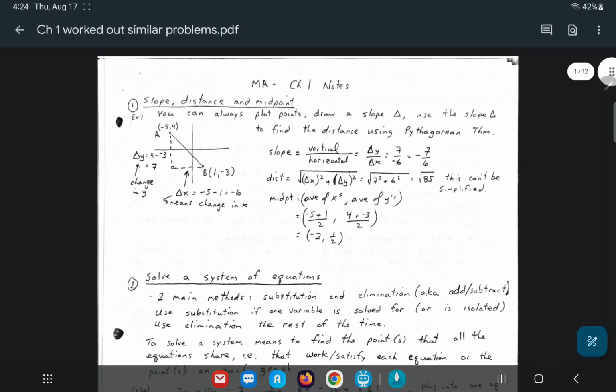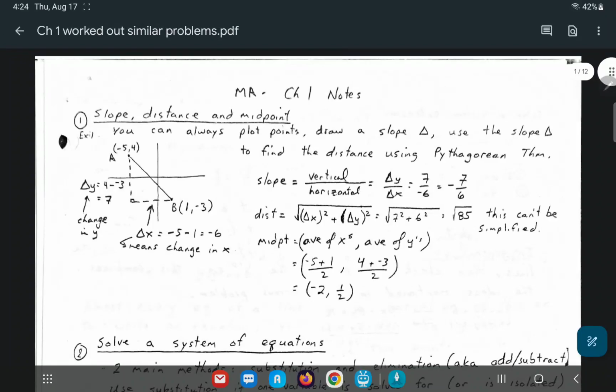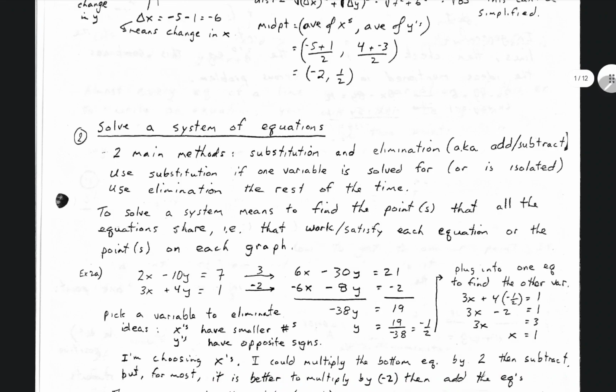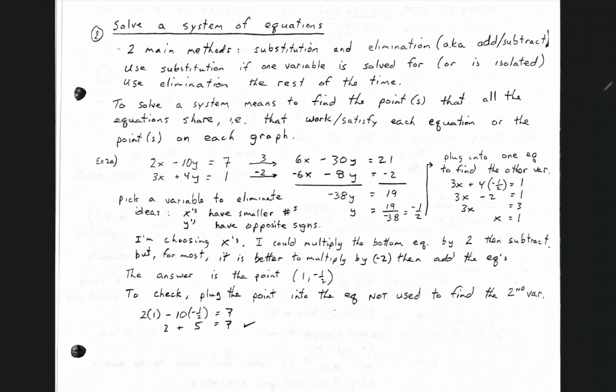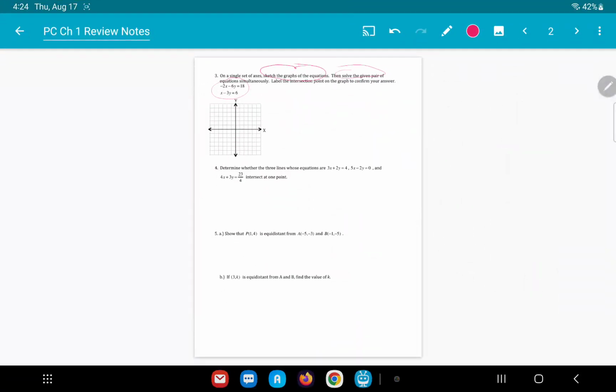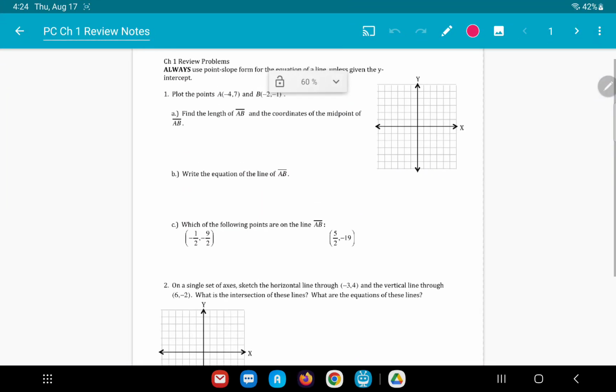So for example, you might need to look for slope, distance, and midpoint of 2 points, or you need to solve a system of equations. Oh, there it is. We need to solve a system of equations. So here you can just use this as reference and understand how to solve a system of equations. And then you can go back to your notes and do it then. Okay. But for this video, let's go ahead and do number 1 together.